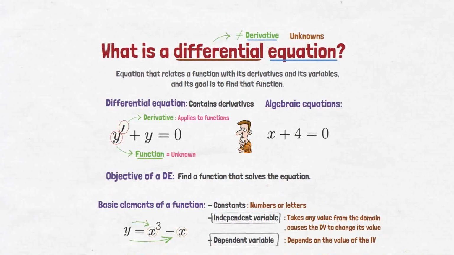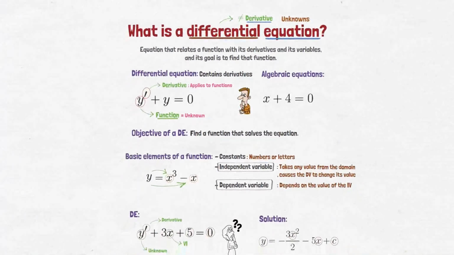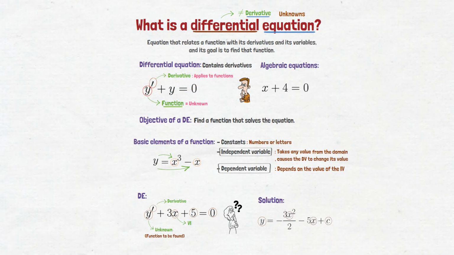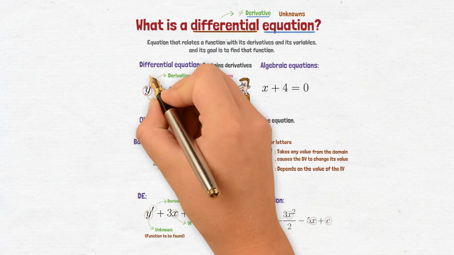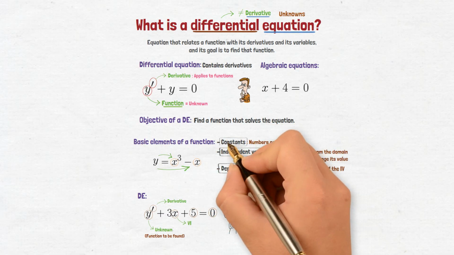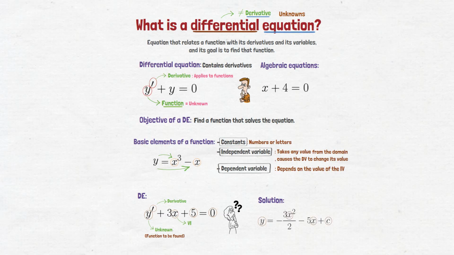In summary of the lesson, just like an algebraic equation, a differential equation contains unknowns. In addition, a DE is composed of derivatives and therefore involves functions. And since there are functions, there are also independent variables, dependent variables, and constants. It includes all of these because the objective of a DE is to find functions. Consequently, we define a DE as an equation that relates functions with their derivatives, their variables, and their constants.